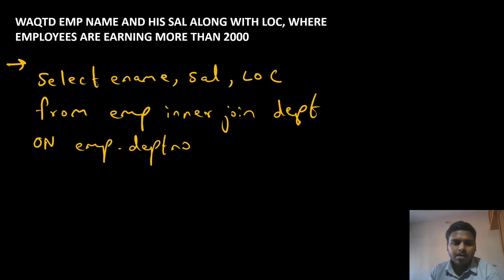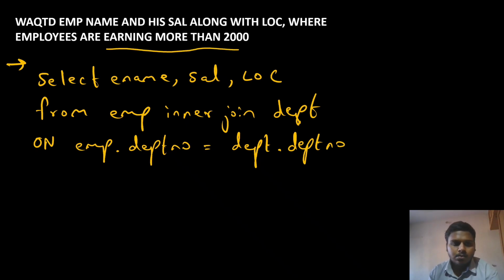Till now everything is same. EMP dot department number is equal to DPT dot department number. Everything is okay till now. Now the condition is there. Earning more than 2000. So what will I write? Where clause. Where clause is to filter the condition. Earning means salary greater than 2000. This is how we will write the query.